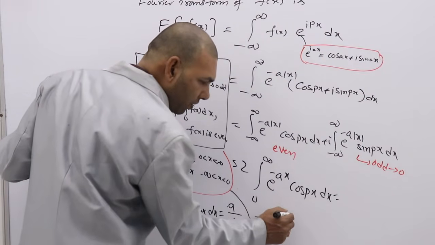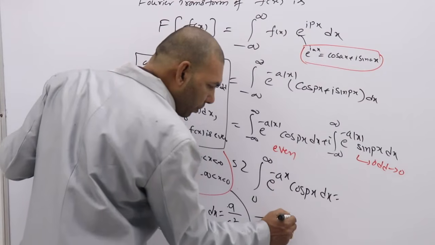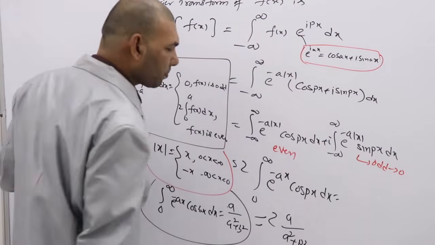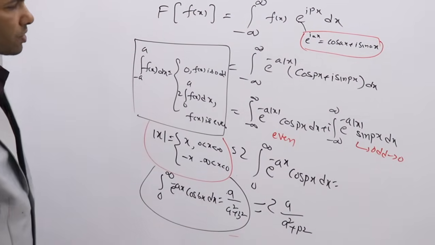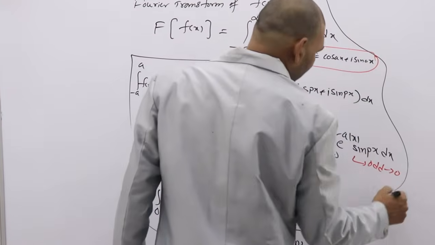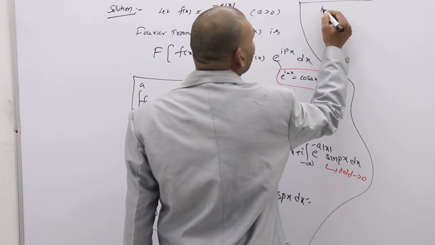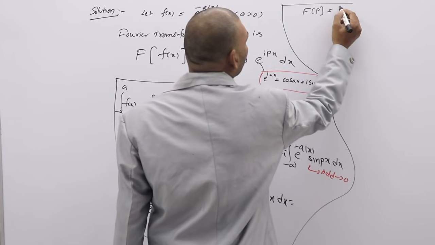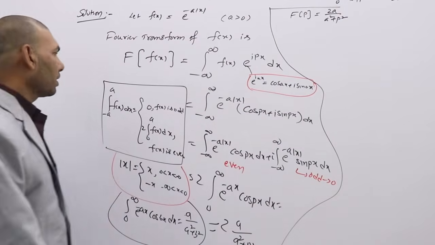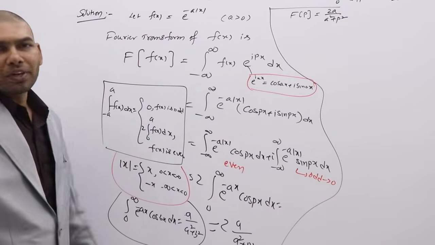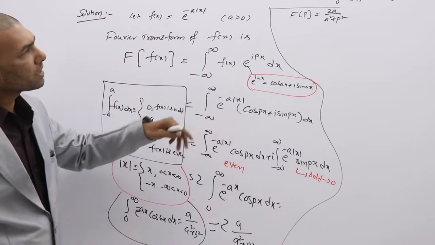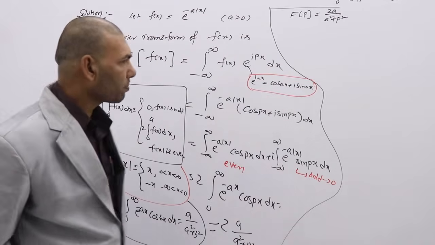In the place of a we are having 2a by a square plus p square. This is capital F of p. Capital F of x can be written like this: capital F of p equal to 2a by a square plus p square. This is the Fourier transform of e power minus a mod x. The Fourier transform of e power minus a mod x is 2a by a square plus p square.